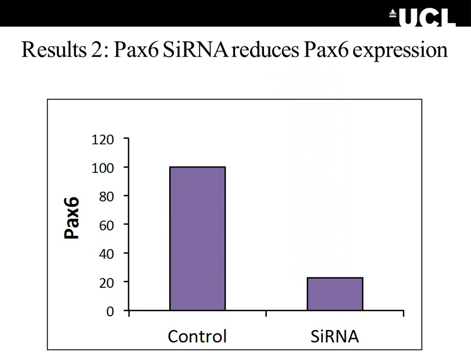And when I add this to my cells, I do get a reduction. And then I look at whether Pax6 is there or not. I get a reduction in the level of Pax6. So compared to control healthy cells, I see about an 80% reduction in Pax6 when I use this compound on the cells. So there is still a bit there, but it's enough of a difference between the control cells and the Pax6 siRNA cells to give us something to work with to see if there's an effect in these cells.